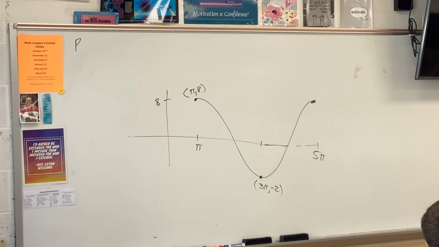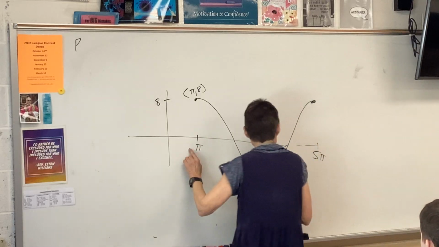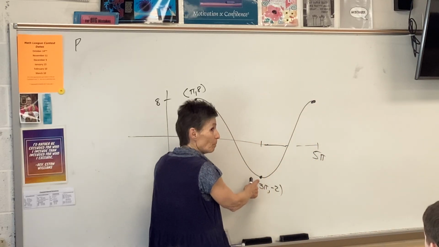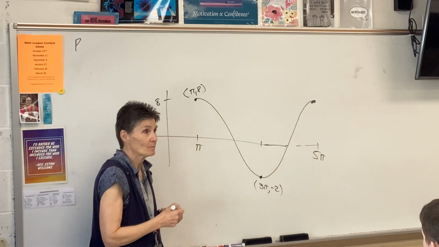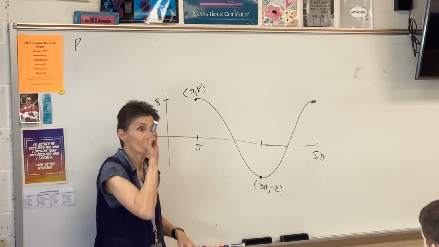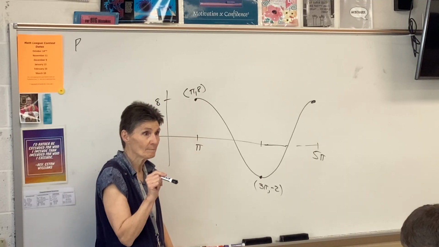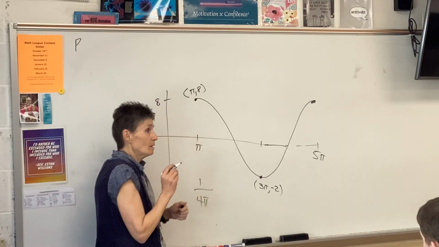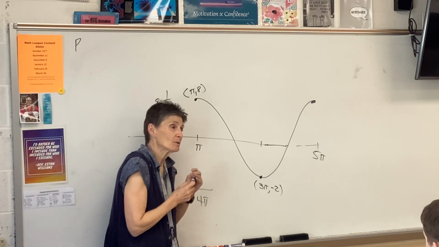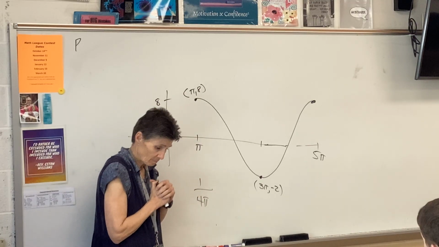All right. So the distance from hill to valley is going to be half of the period. Would you agree with that? And he said half is from pi to 3pi. That's 2pi. So the whole period must be 4pi, which means the frequency is 1 over 4pi. I'm going to write that carefully: 1 over 4pi. All right. Good. How about amplitude and midline?